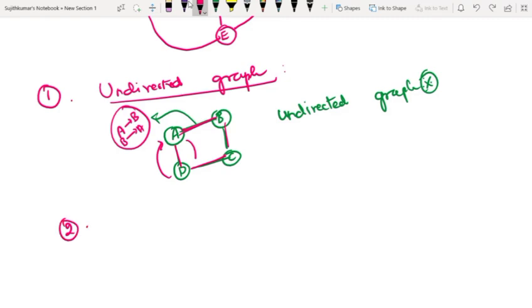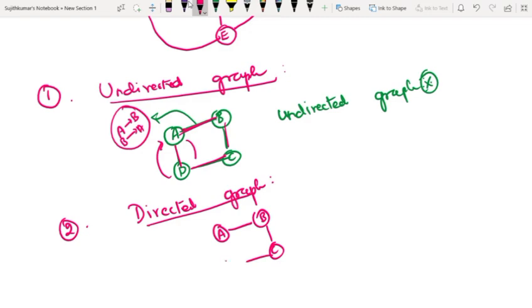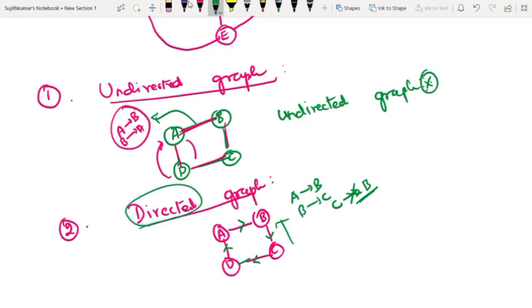What is a directed graph then? That is just the opposite of an undirected graph. I'll take the same example, but with some directions on the edges. Then that is called a directed graph. You can move only from A to B, and from B you can move only to C. From C you cannot move back to B, because it is a directed graph. And from C you can move to D.